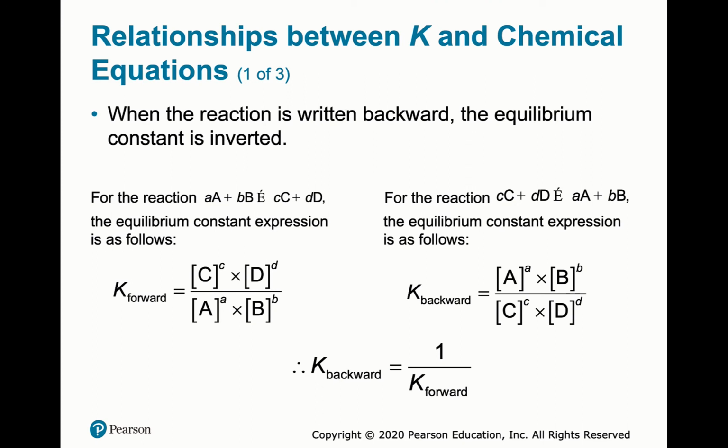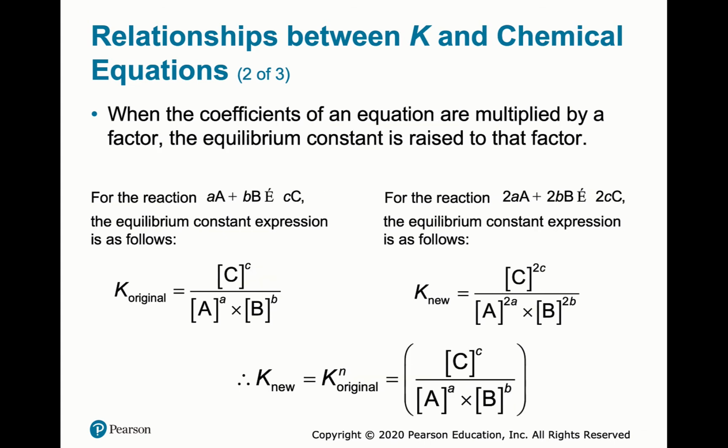Relationships between the equilibrium constant and chemical equations. If you reverse the equation, you flip K. So the backwards reaction is 1 over the original K. The reason for that is because K is products over reactants, so if you flip it, you put reactants on top. For coefficients, if you double a reaction, you have to square the K. Whenever you multiply the reaction by some factor, you raise the new K to that same factor.